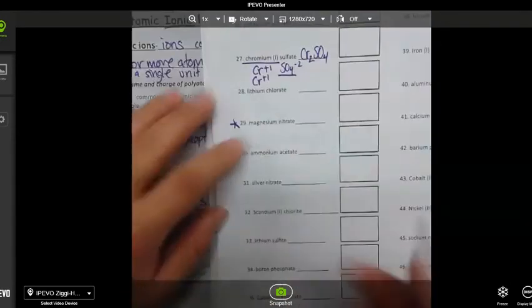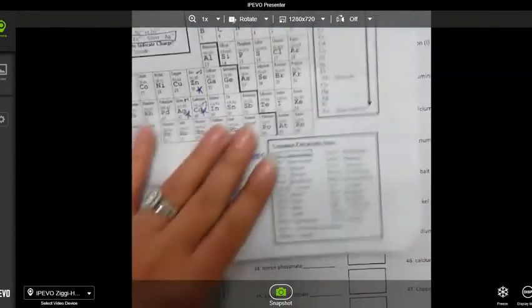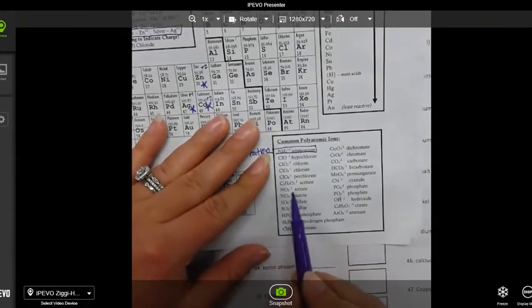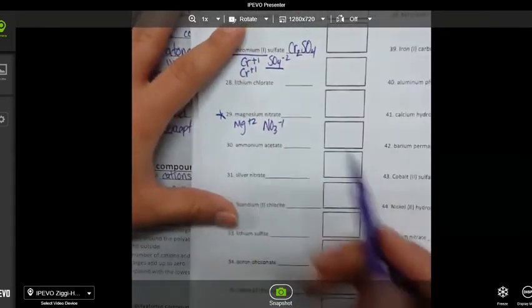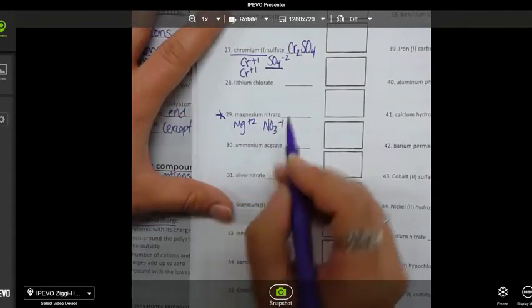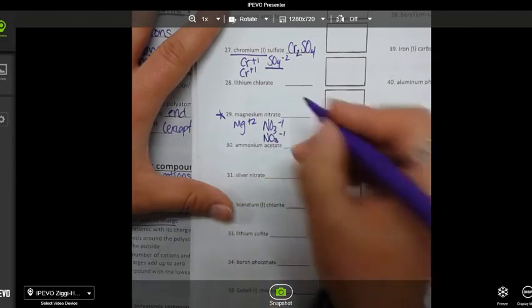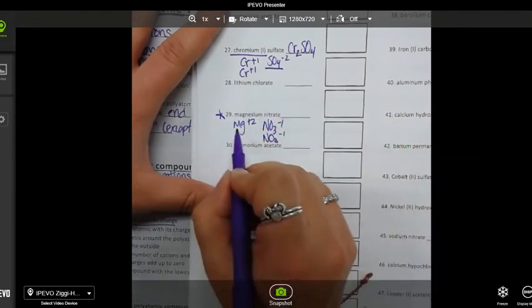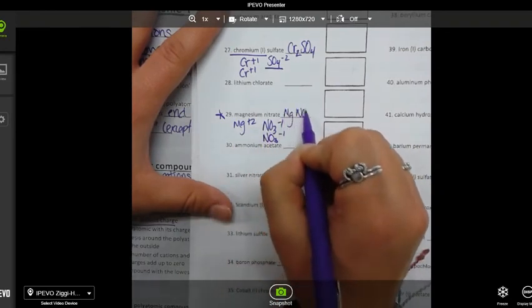All right, Mg, not a transition metal, so we've got to look up what magnesium is. Magnesium is +2. So this is Mg +2. Nitrate is a polyatomic, which is NO3 -1. Okay, now +2 and -1 do not cancel. So what do I need to do in order to get them to cancel? I need another NO3, the -1 charge. So when I write my formula, I need 1 magnesium, 2 NO3. So I'm going to write Mg, and then I'm going to write NO3.